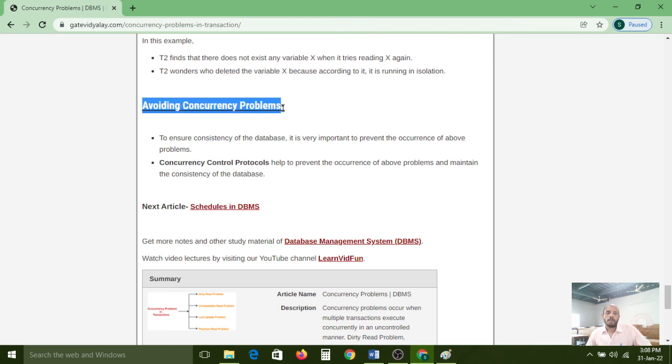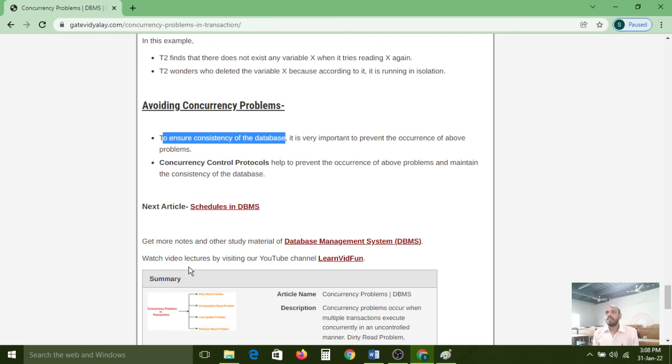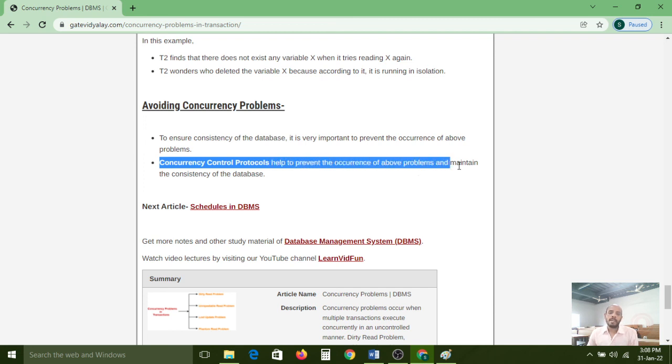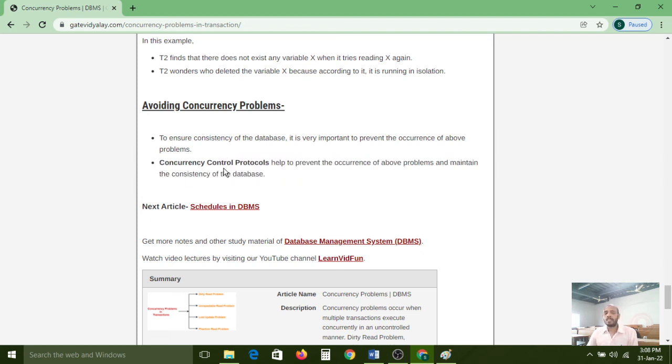Avoiding concurrency problems. To ensure the consistency of the database, that is, to maintain a correct, perfect database, it is very important to prevent the occurrence of the above problems. We compulsorily have to prevent all these problems, and only then can we maintain consistent data. Concurrency control helps to prevent the occurrence of the above problems and maintain the consistency of the database. So how can we maintain it? Through concurrency control protocols, by implementing some locking techniques.